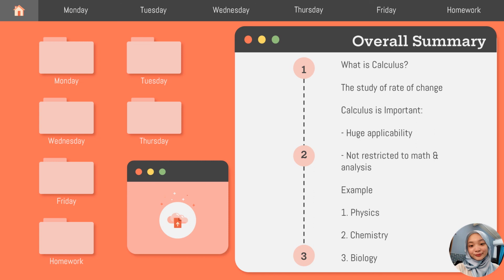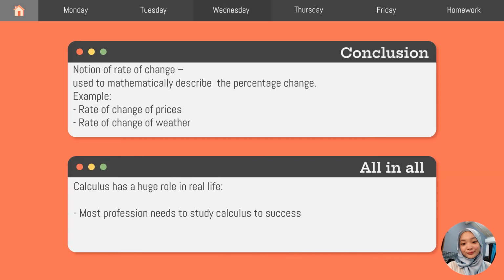To sum this all up, since calculus is a study of rate of change, that makes it important due to its huge applicability, because calculus is not restricted to math nor analysis. Calculus is used pretty much anywhere such as physics, chemistry, and biology. Calculus can also be used to calculate the notion of rate of change, such as finding the rate of change of prices, which can help to grow a business, while finding the rate of change of weather can help students to understand that some events in nature have a repeating pattern. All in all, calculus has a huge role in life because most professions need calculus to succeed.